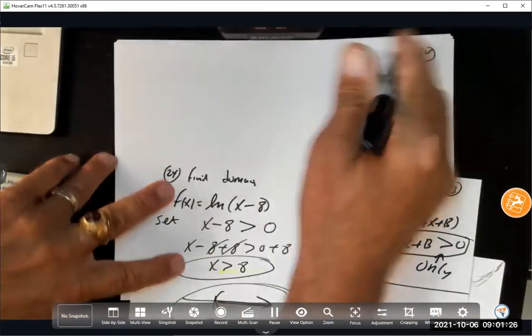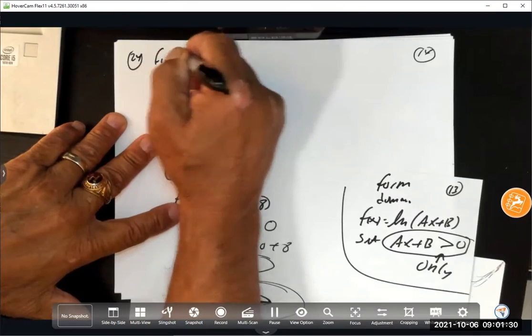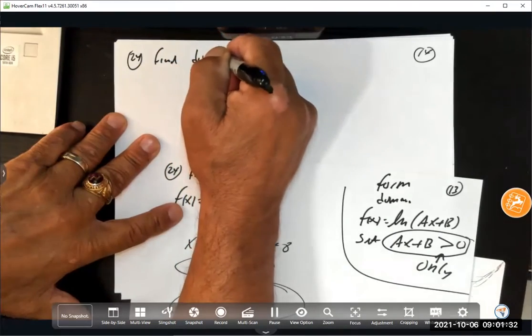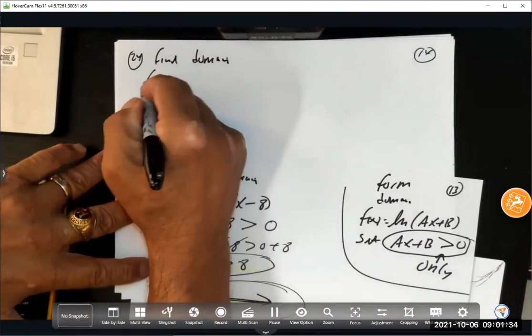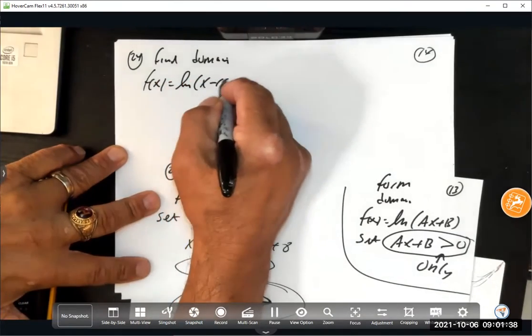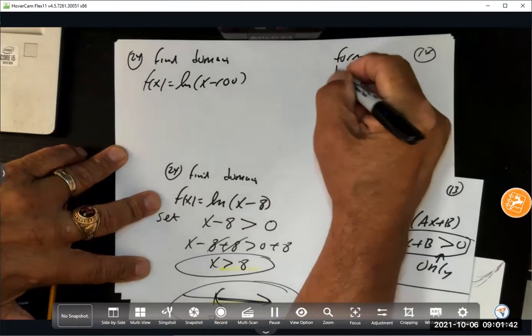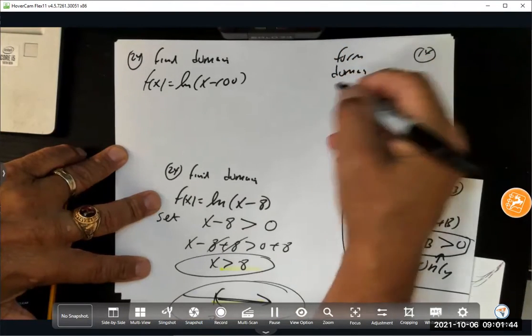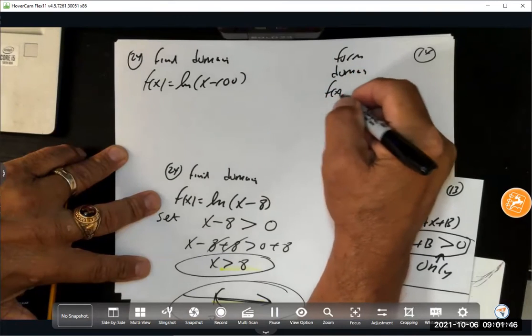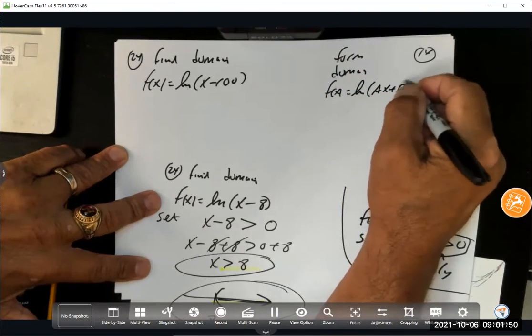14. It's going to say 24. It's going to say find the domain of f of x equals ln of x minus 100. And the formula says you have domain, you have this log function thing, ln of like that.